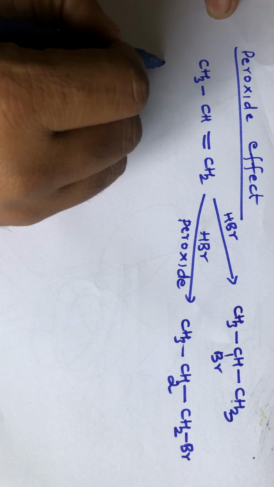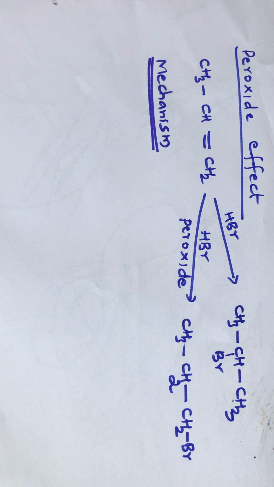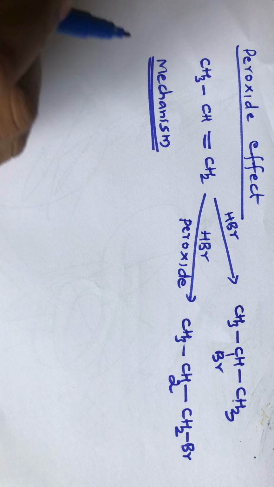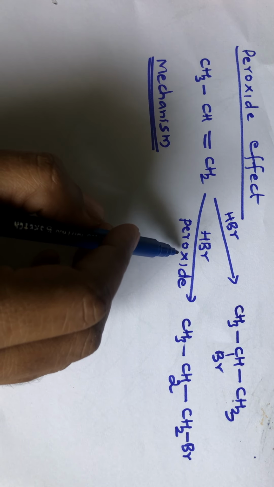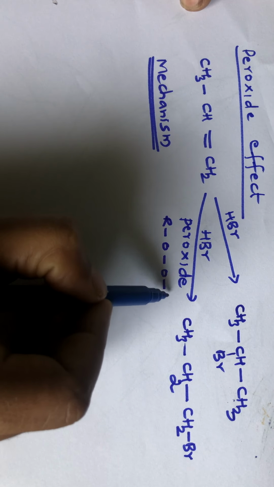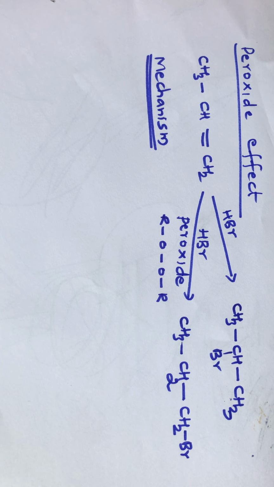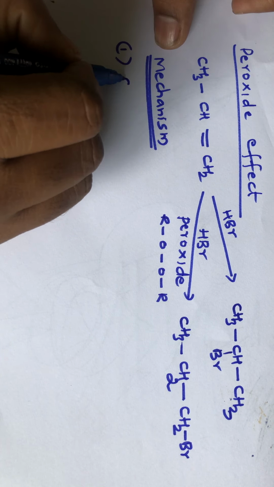Mechanism refers to the steps involved. This reaction takes place in three steps: chain initiation, chain propagation, and then chain termination. Let us start with the chain initiation reaction. Peroxides are the compounds that contain an oxygen-oxygen bond, for example R-O-O-R. If R is hydrogen, then it is hydrogen peroxide. You know this. So the first step is chain initiation.